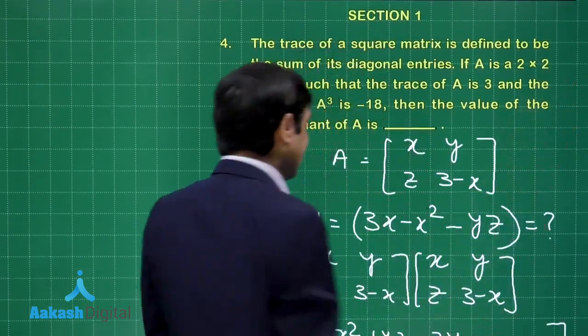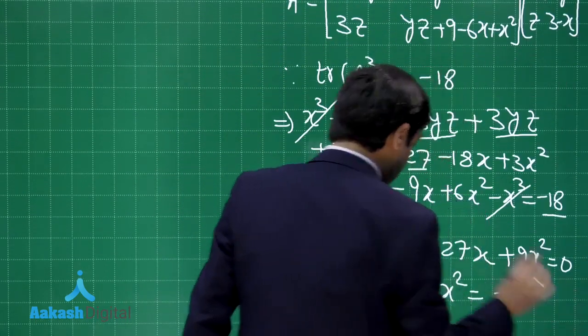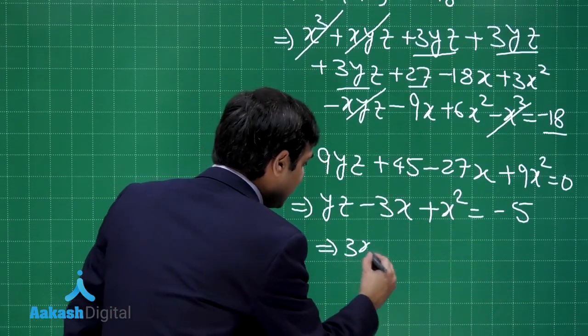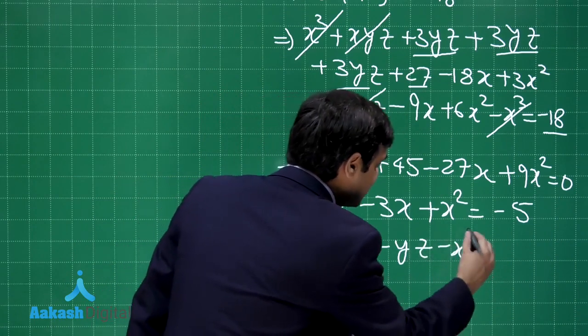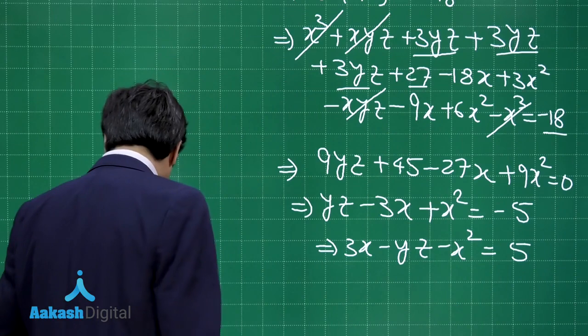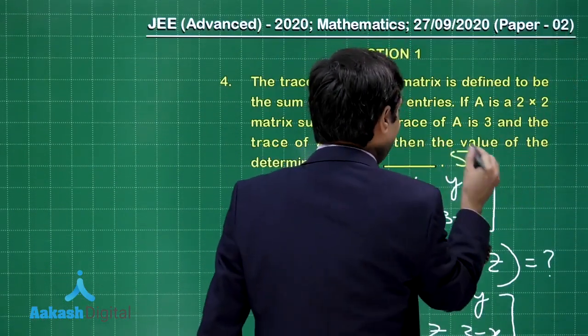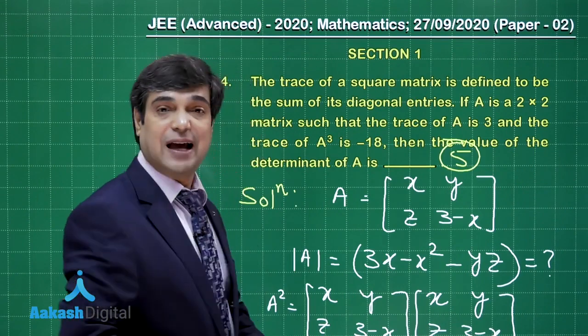We are looking for 3x minus x square minus yz. This implies that 3x minus yz minus x square is 5. So what is the required result over here? Yes, the required answer is simply 5. A bit lengthy, you can see that it was a calculative one.